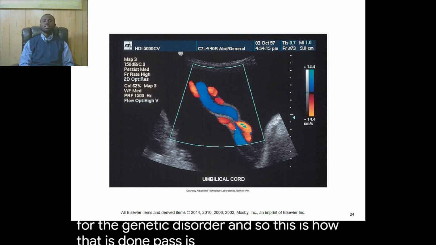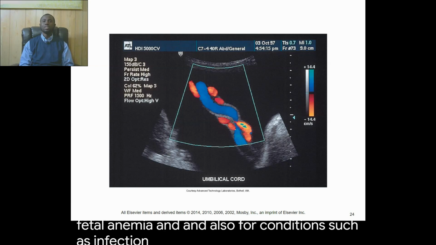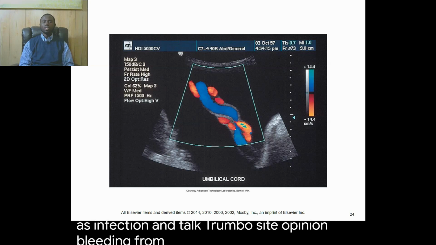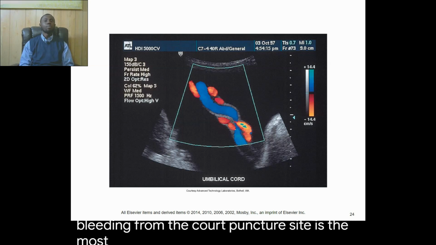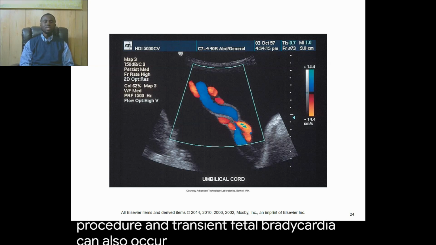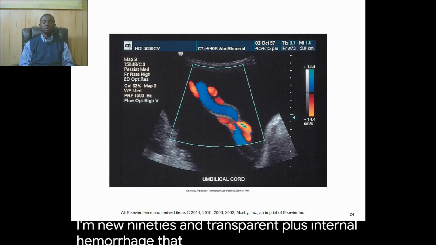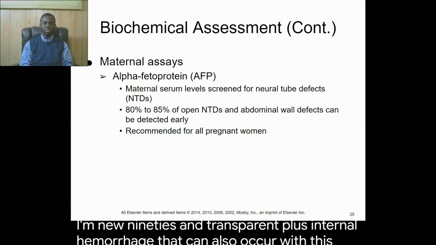PUBS is also used to assess for fetal anemia and also for conditions such as infection and thrombocytopenia. Bleeding from the cord puncture site is the most common complication of the procedure, and transient fetal bradycardia can also occur. Maternal complications are amnionitis and transplacental hemorrhage that can also occur with this procedure.